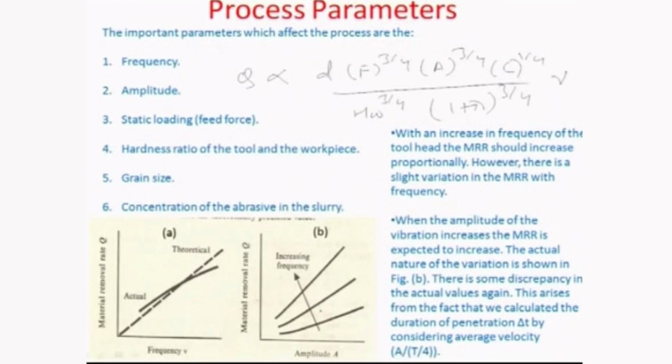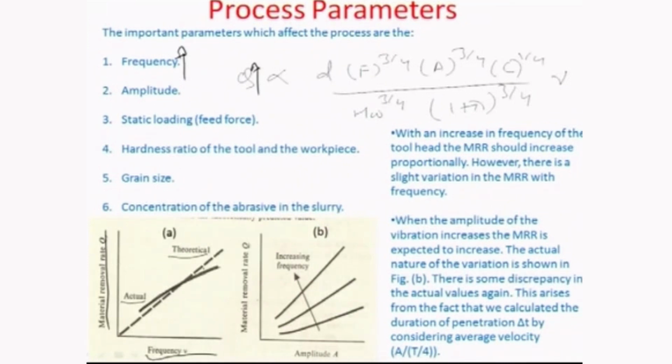For example, as I have already pointed out, with frequency, if the frequency goes high, the material removal rate would go high. So is visible in this particular trend here. Of course, the actual varies slightly from the theoretical, although the theoretical shows almost a direct, linear relationship with increased frequency, but the actual is slightly different because of reasons associated with the inertia of the slurry and also the inertia of the tool head.